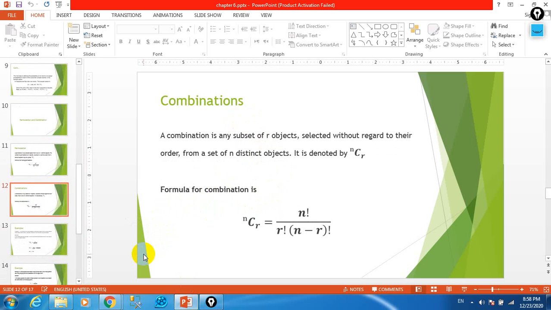Okay, combinations. A combination is any subset of all objects selected without regard to their order from a set of distinct objects. It is denoted by nCr.